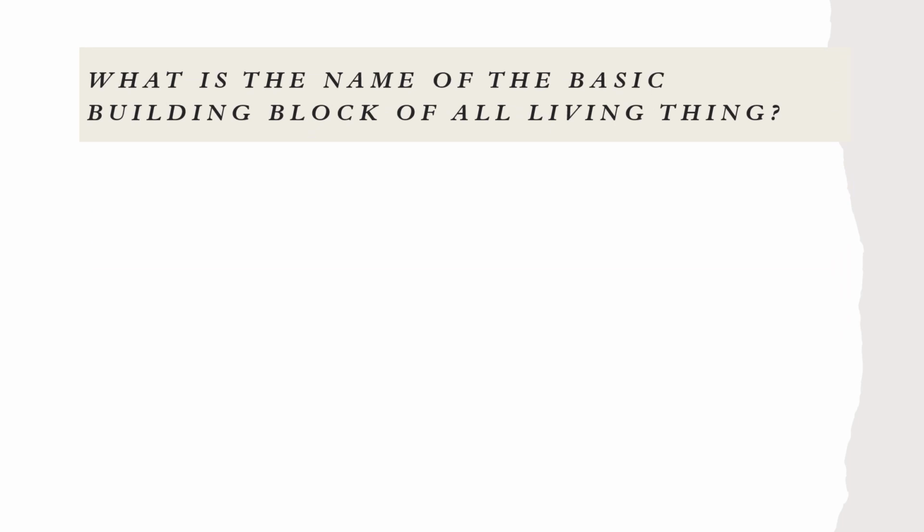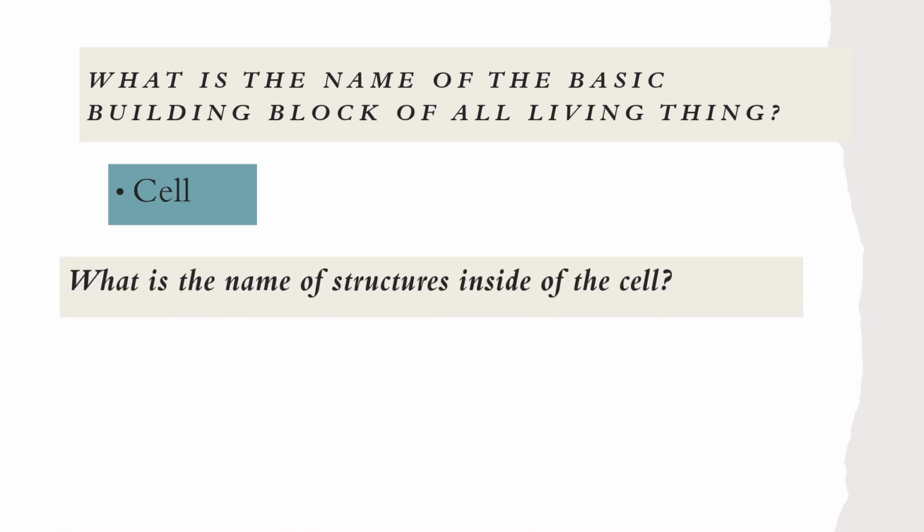Now let's start. What will be the name of the basic building block of all living things? So the name is cell. So basically the basic building block of every living creature is a cell. Before we mentioned that we have unicellular and multicellular organisms. So unicellular are made of only one cell, while multicellular are made of more than one cell.